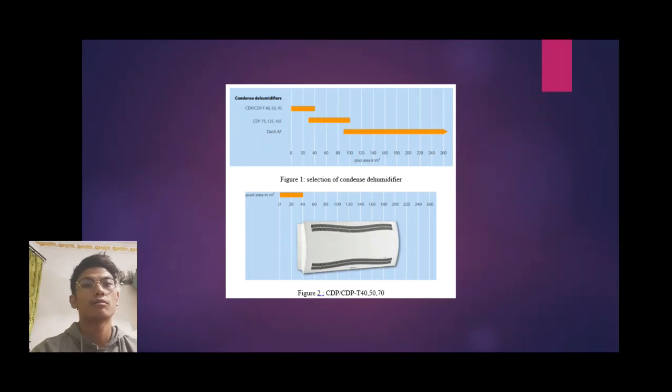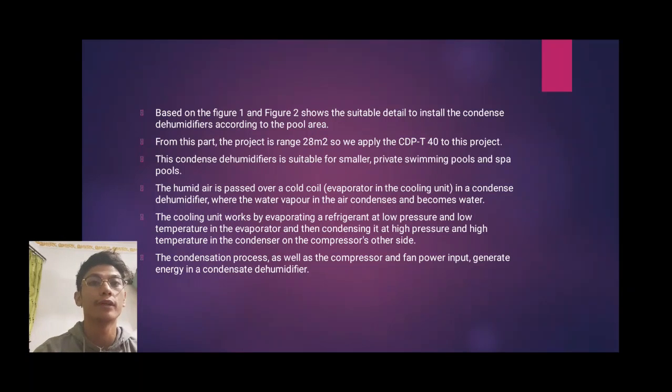Okay, for our project, this is the detail about how we apply the dehumidifier based on the pool area. Okay, based on figure 1 and figure 2, they show the suitable detail to install the condensed dehumidifier according to the pool area. From this part, the project ranges 28 meters square, so we apply the CDP T40 to this project. This condensed dehumidifier is suitable for smaller private swimming pools and spa pools. Okay, for this project, we are going to the residential part.